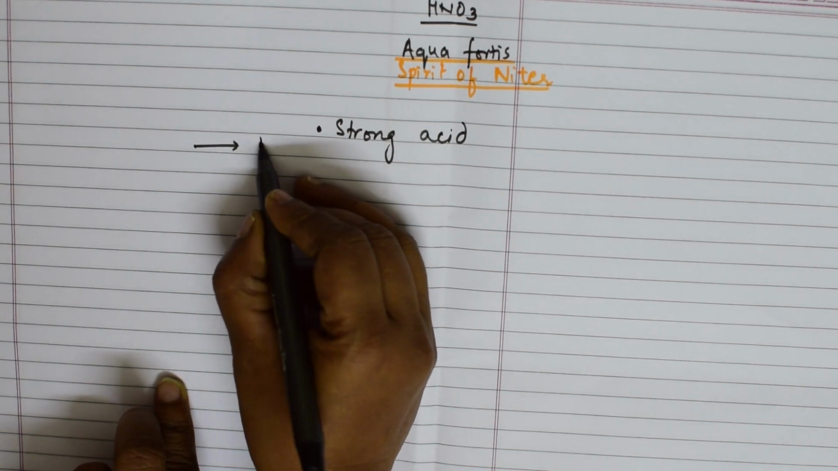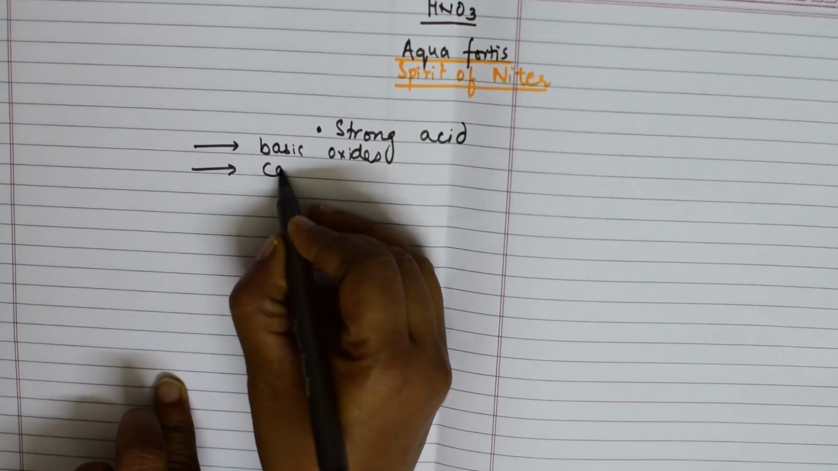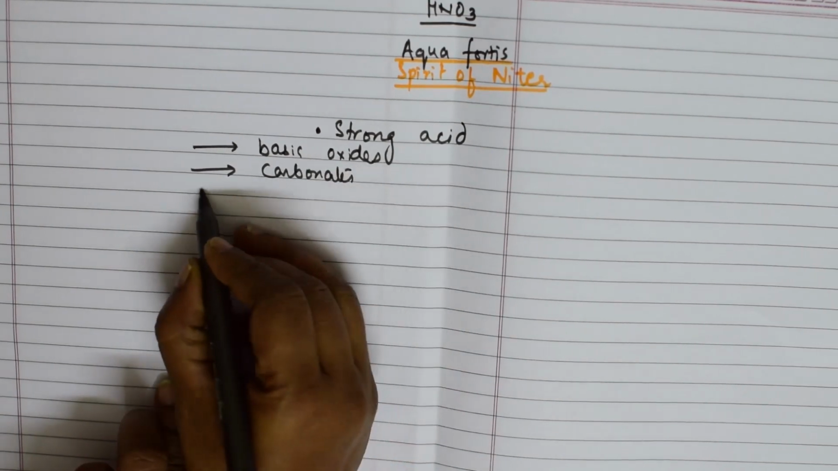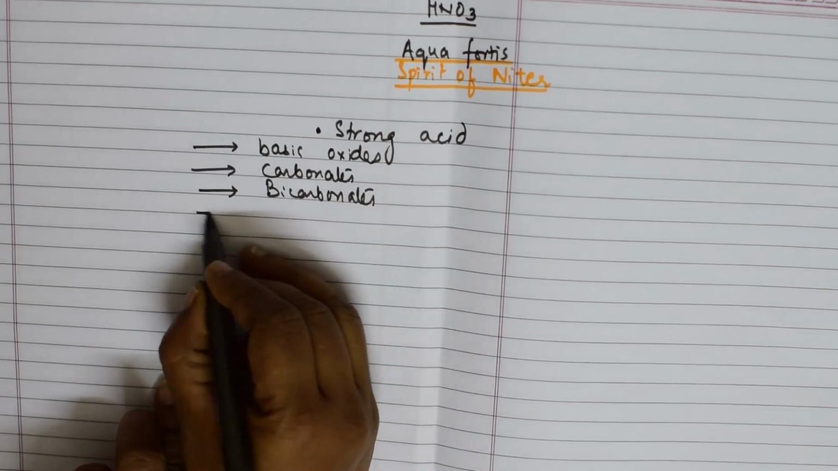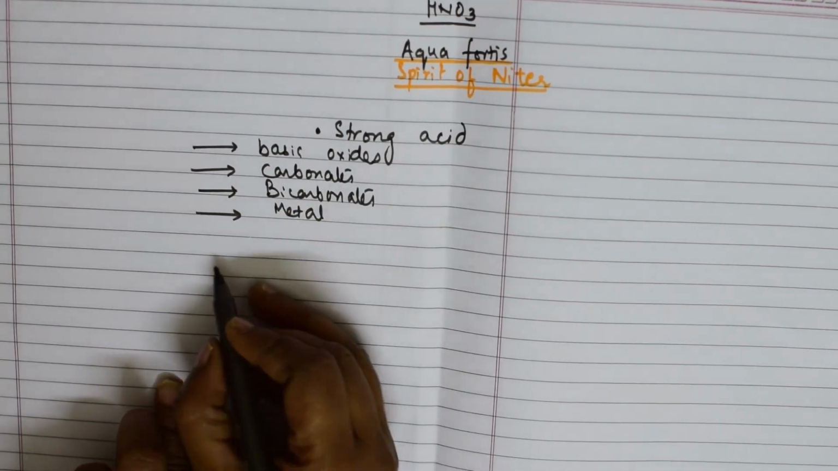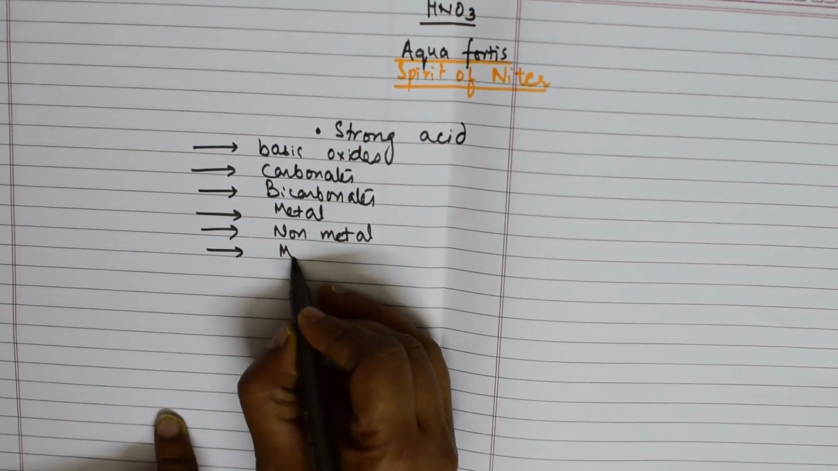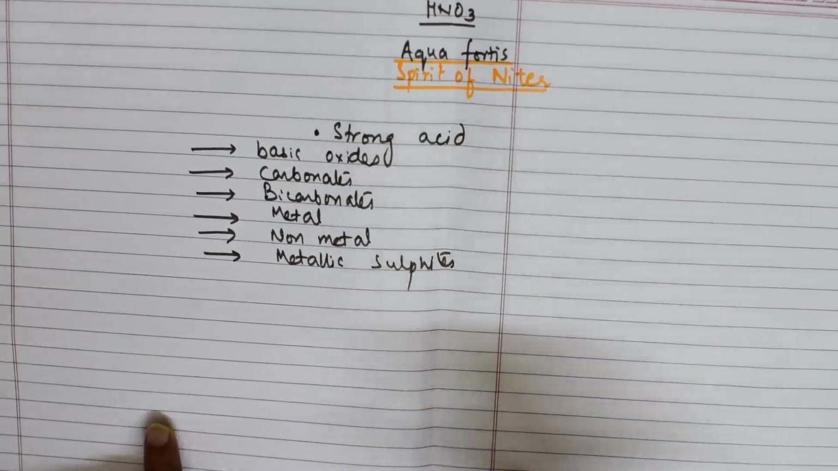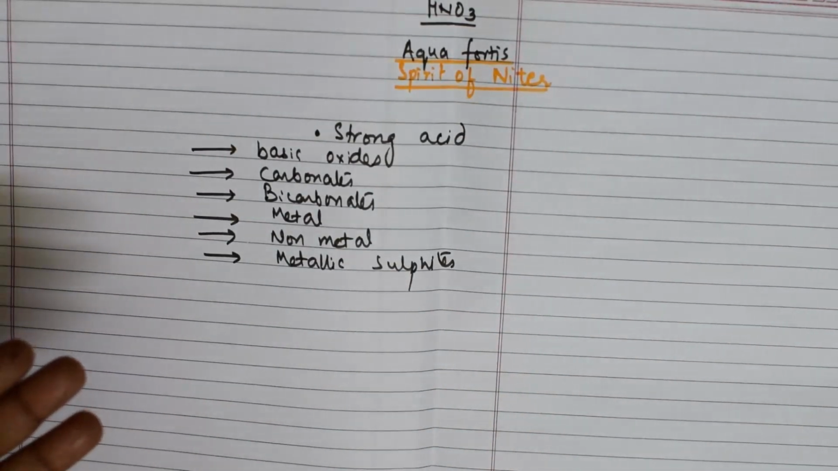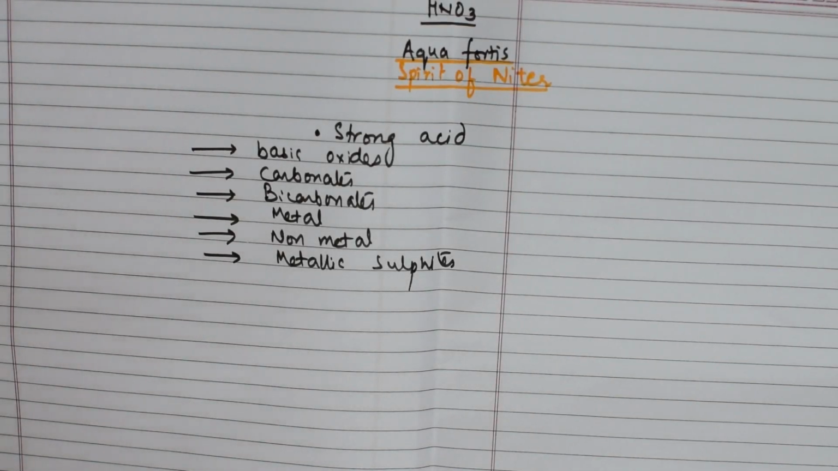It reacts with basic oxides, it also reacts with carbonates, it also reacts with bicarbonates. It reacts with metals, it also reacts with non-metals. It's going to react with metallic sulphides. One thing you have to remember is that the product is different depending on the condition. Suppose it is dilute, it gives a different product. When it is concentrated, it gives a different product. So now with this basic data, let us start off the different reactions.